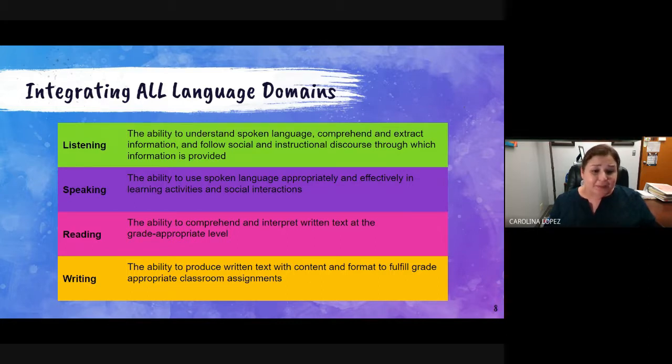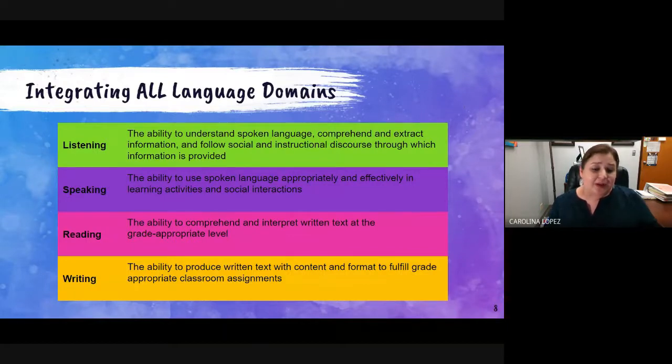And for speaking, you're going to see the same thing. It's the ability to use spoken language appropriately and effectively in learning activities and social interactions. In this particular sample that Julie has for us, it's a love letter to yourself. So you may see some of that social interaction that students can engage in speaking, if it comes to sharing their letter with someone else, or sharing why they wrote what they wrote in the letter.